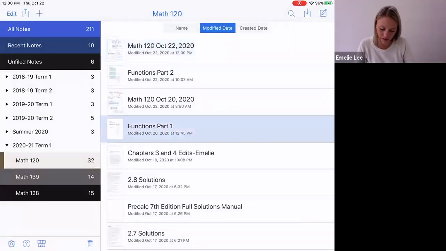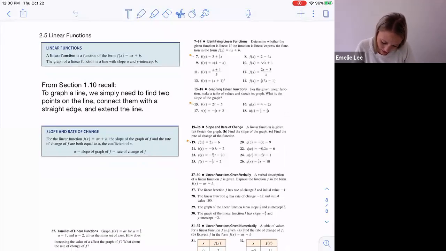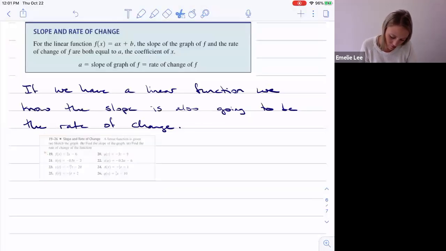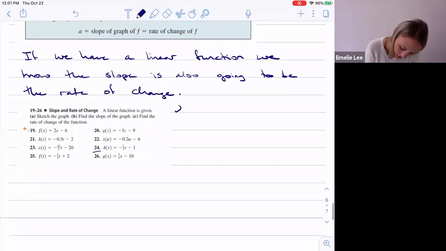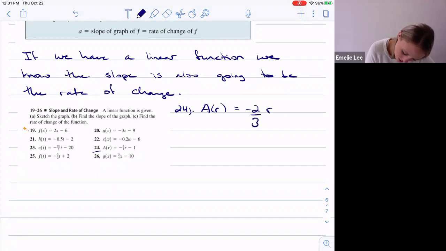We'll do one example here, but nothing too crazy. Let's do 24. The only reason I chose 24 is because it's got this capital A of R, which isn't really notation that we're used to seeing, but it is function notation, and it is a linear function because we've just got this one R with a power of 1. So we could think of this as y equals mx plus b. So in 24, we've got this linear function, A of R equals -2/3 R minus 1.